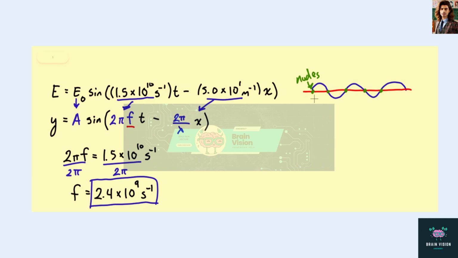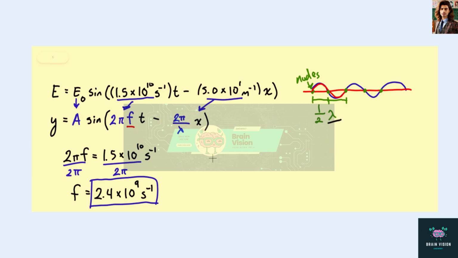And this distance between nodes is actually equal to 1/2 the wavelength. So an entire wave goes up, down, and back up. And so this entire wavelength cut in half is where each of those nodes lie. So to figure out this second part of the problem, what we need to do is solve for lambda, the wavelength.